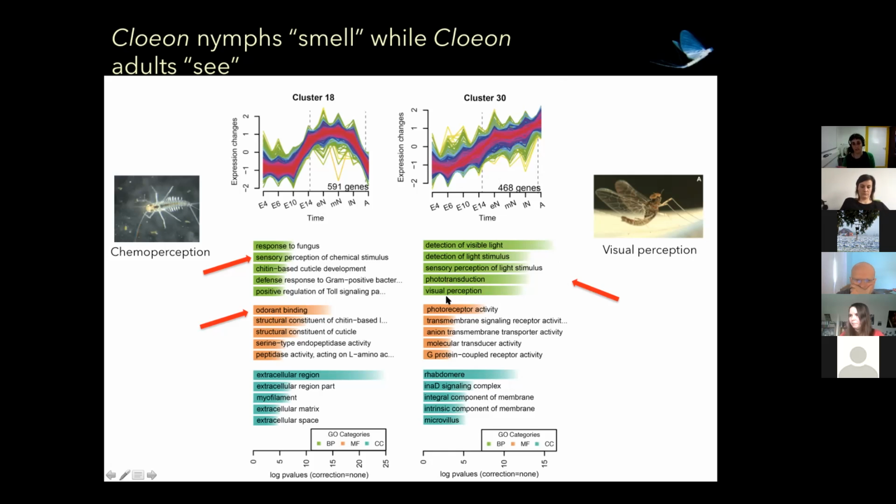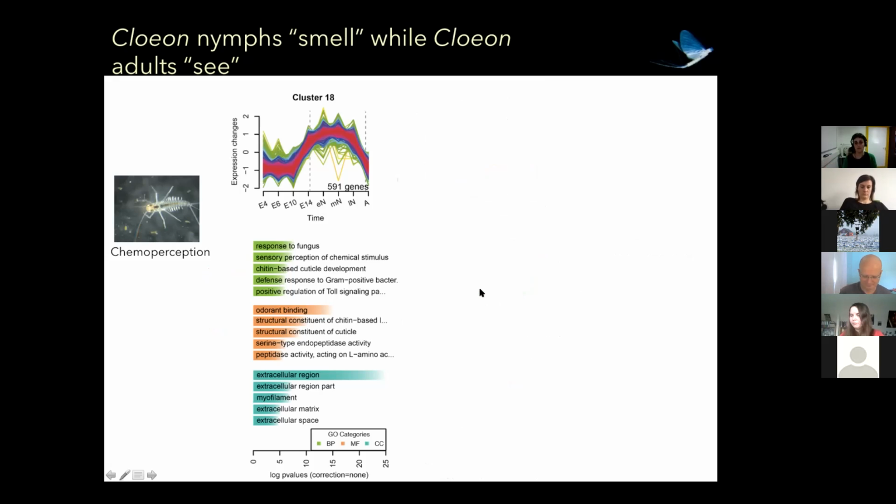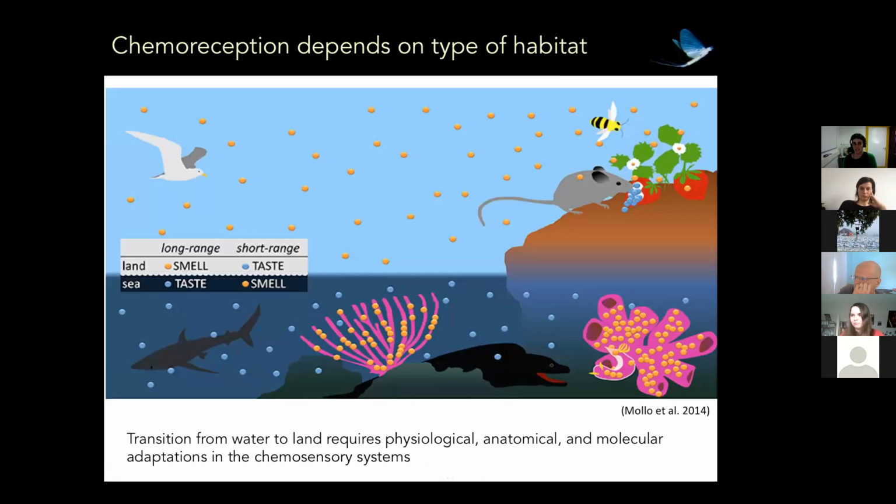So something that we say in the lab is that the nymphs smell the environment, whereas the adults see what happens. So we wanted to focus a bit more on this gene ontology enrichment and what happened with the chemoperception.